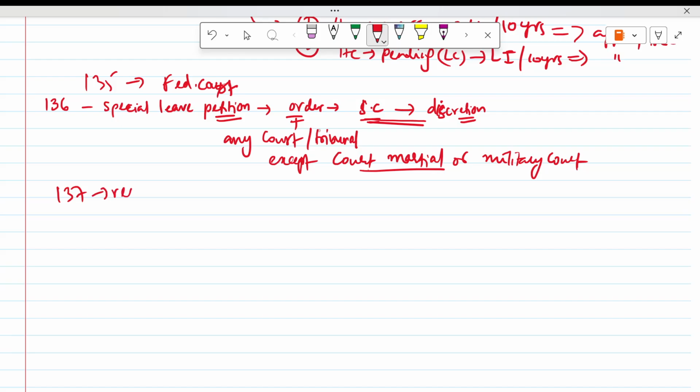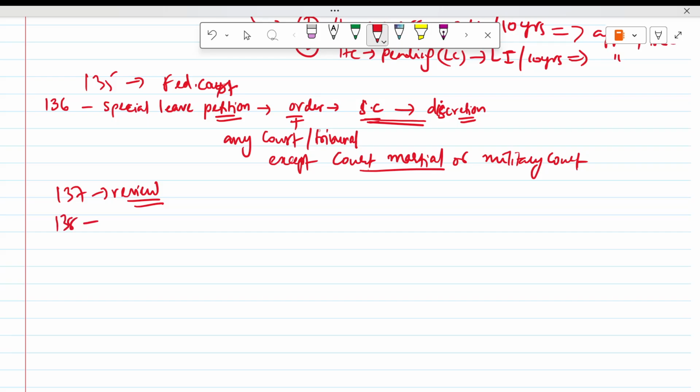Then 137, review by the Supreme Court. Sometimes the Supreme Court will review its own judgments. For example, in the Sabarimala case, it had given that women were allowed, and again now it is reviewing its judgment. Like that, the Supreme Court can review its own earlier judgments. Of course, it can reverse earlier decisions also. For example, in the First Judges case, it said the president need not obey the CJI's advice. However, subsequently in the Second Judges case, it reviewed its judgment and reversed the earlier decision. That is Article 137, review.